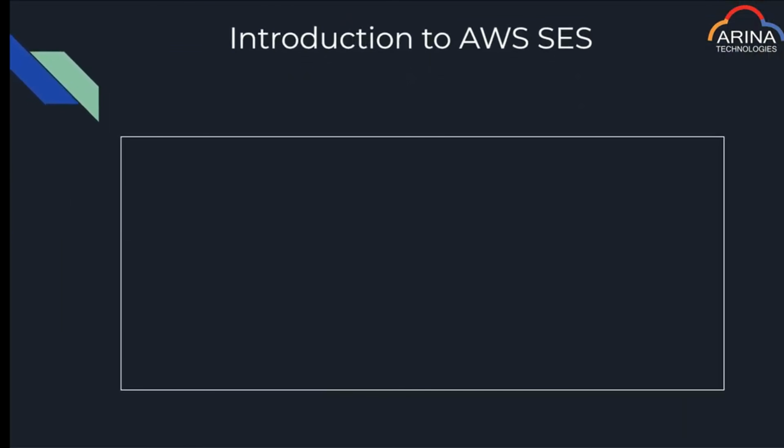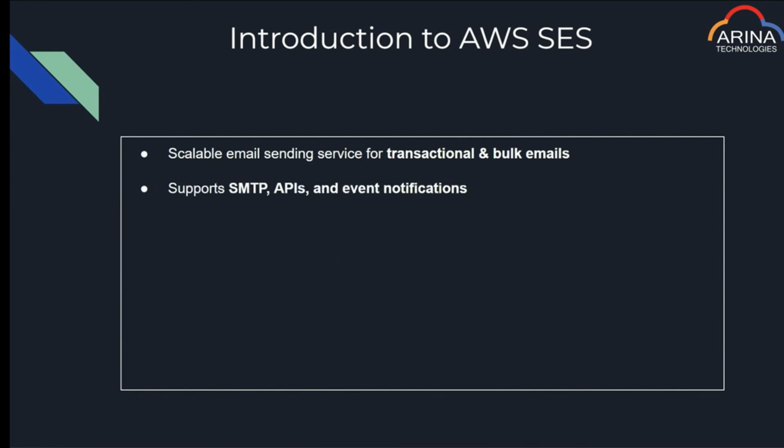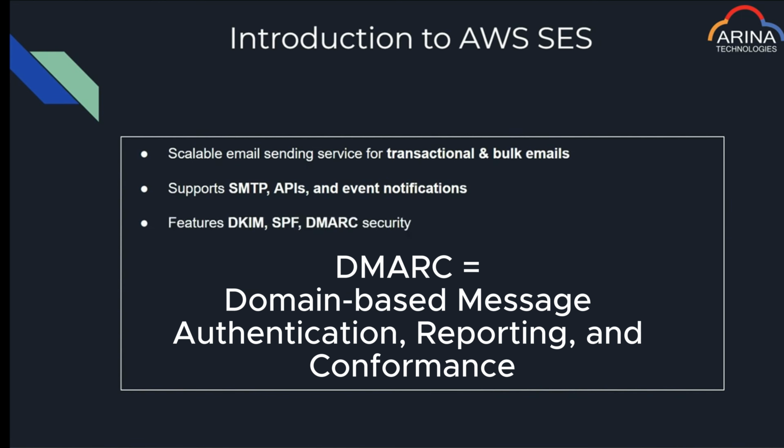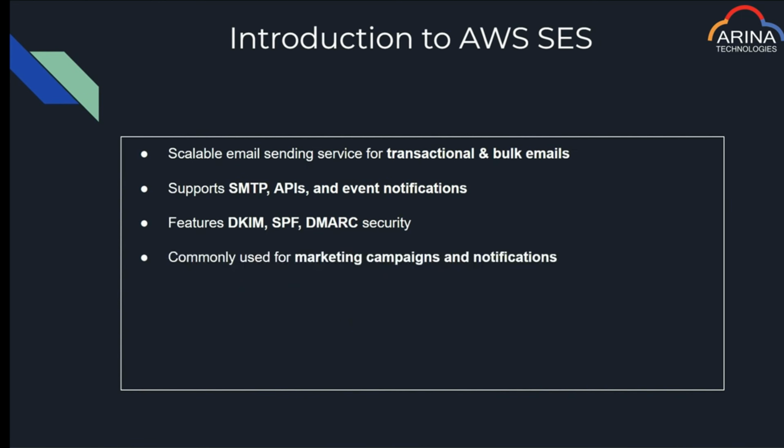Before we get to the demo of OCI email, we'll also check out AWS SES. Similar to OCI, it is a very popular service. It has been there for quite longer than OCI. It is a scalable email sending service for transactional and bulk emails. It supports SMTP, APIs, and even notifications. It features DKIM, SPF, and DMARC for security. It is commonly used for marketing campaigns and notifications.